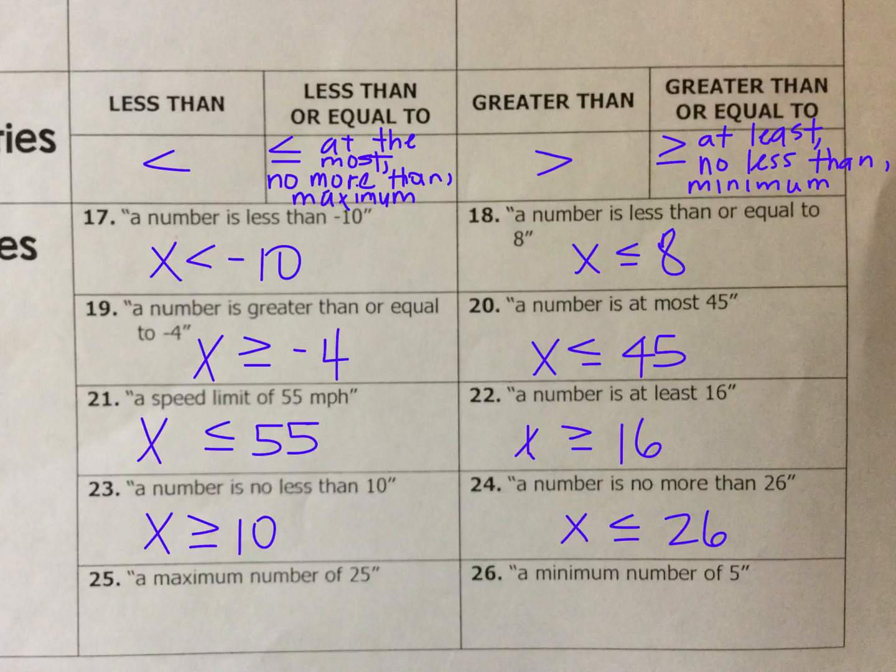So this is pretty easy as long as you've written those extra words up there, you just match it. A maximum number of 25. Maximum is less than or equal to 25. Minimum number of 5. Well, minimum is greater than or equal to 5.